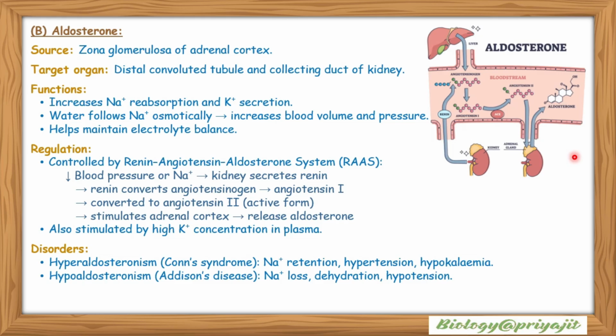Regulation: aldosterone secretion is controlled by renin-angiotensin-aldosterone system or RAS. When blood pressure or Na plus is decreased, kidney secretes renin, and that renin then converts angiotensinogen to form angiotensin 1. It is converted into angiotensin 2, which is the active form, and then it stimulates adrenal cortex to release aldosterone hormone. Aldosterone is also stimulated by high potassium concentration in plasma.